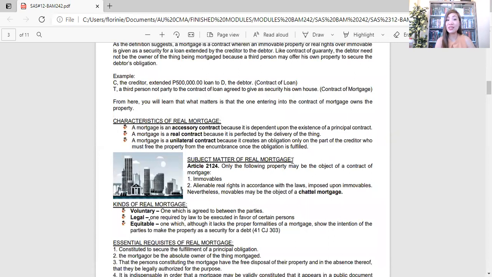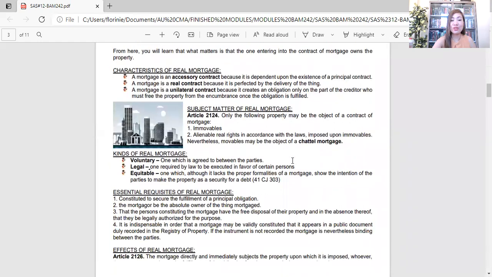So, these are the characteristics of real mortgage. So, first and foremost, it's an accessory contract. By now, I know na alam nyo na kung ano ibig sabihin ng accessory contract. It is a real contract. Bakit? Because it is perfected by the delivery of the thing. It is a unilateral contract, just like contract of pledge. Why? Because it creates an obligation only on the part of the creditor who must free the property from the encumbrance once the obligation is fulfilled. So, let's move on kasi alam ko, easy lang sa inyo yung characteristic of real mortgage.